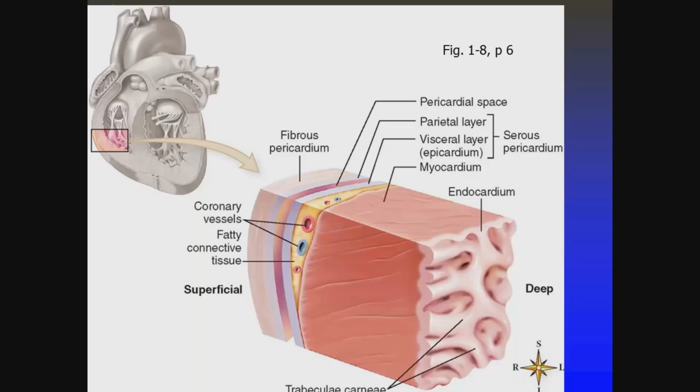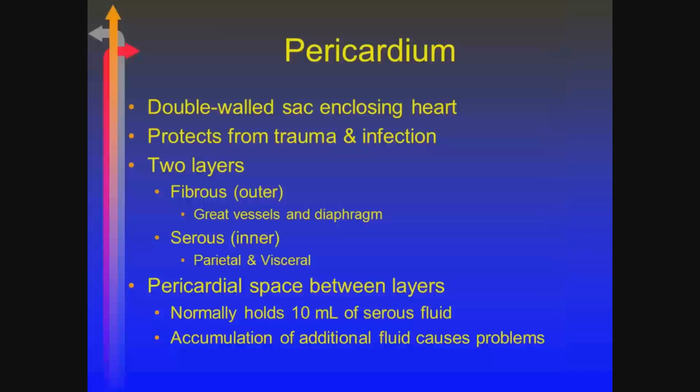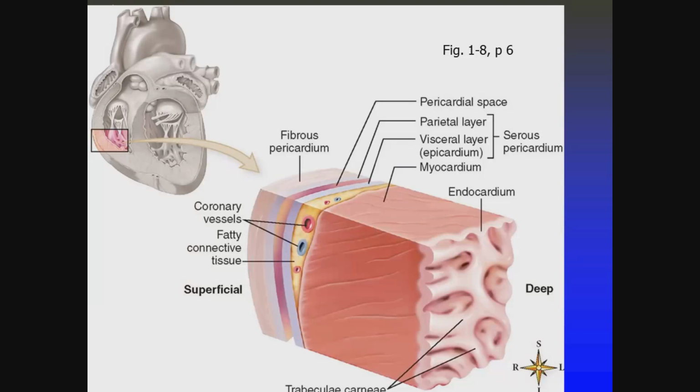And this is just looking at a cross cut. You can see the myocardium by far is the thickest of the three. And then lastly, the pericardium is basically the sac on the outside, the protective mechanism from trauma and also from infection. It's made up of two layers, the fibrous and the serous portion. You can see the fibrous pericardium there, and the serous pericardium on the inside.